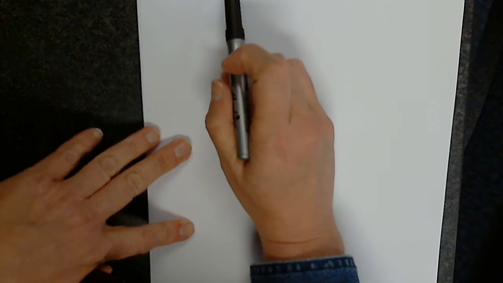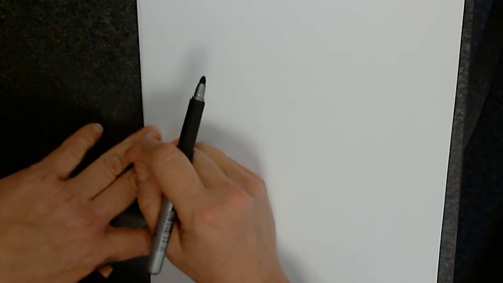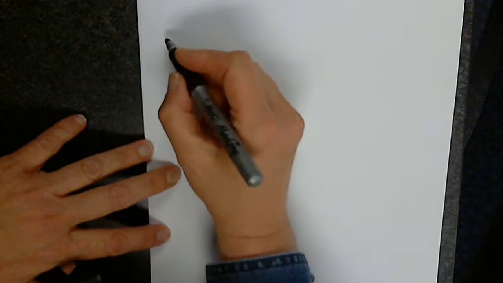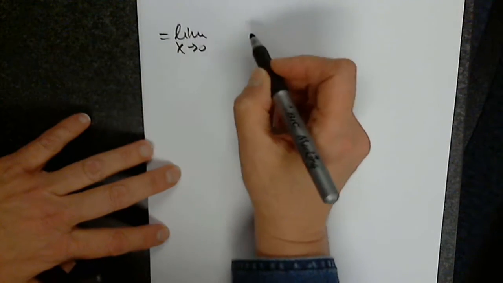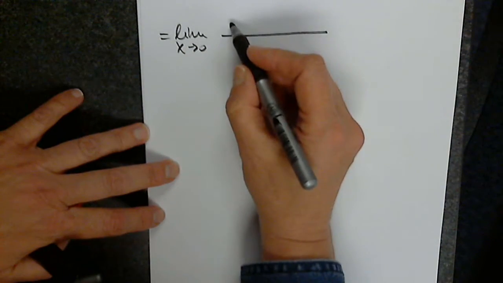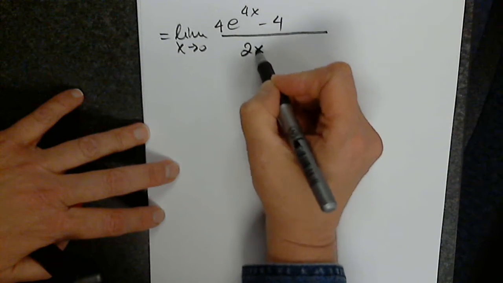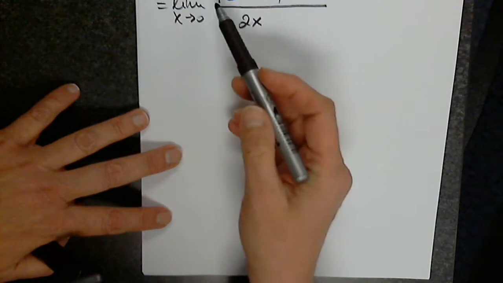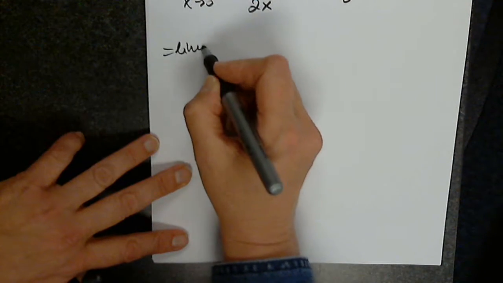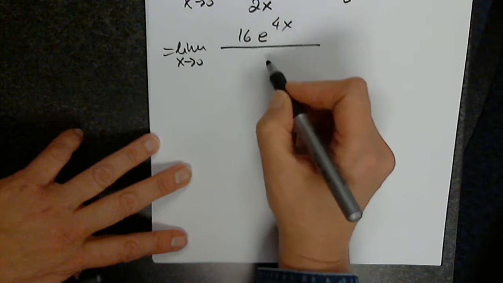So when I plug in 0, 1 minus 1 is 0, 0 over 0. So therefore, I have to differentiate the top. L'Hopital's rule is applicable here. e to 4x differentiates to e to 4x times 4, and the bottom 2x. I plug in again. I get 4 minus 4 over 0, so this is 0 over 0. So this is the limit as x approaches 0 of 16 e to 4x divided by 2.